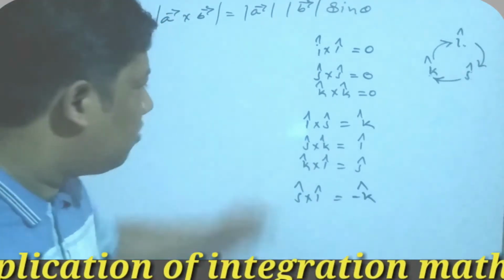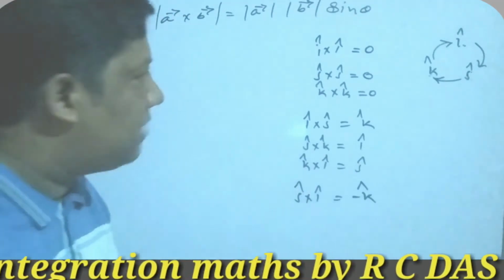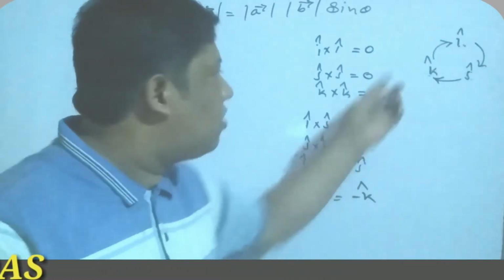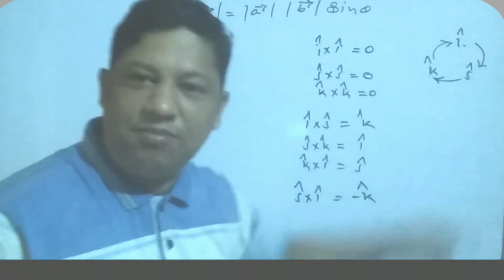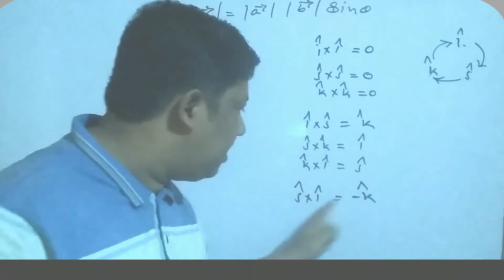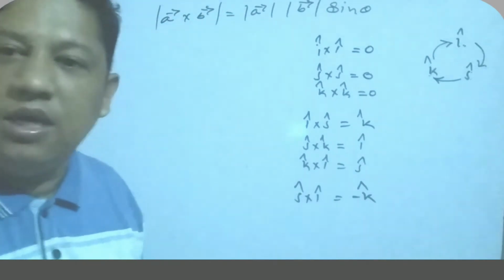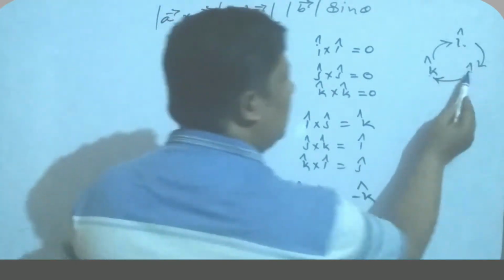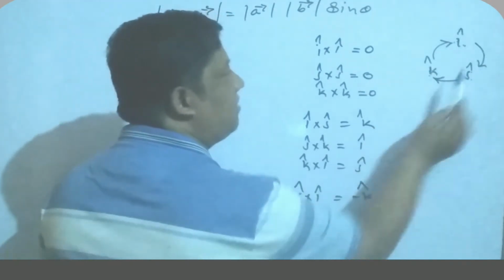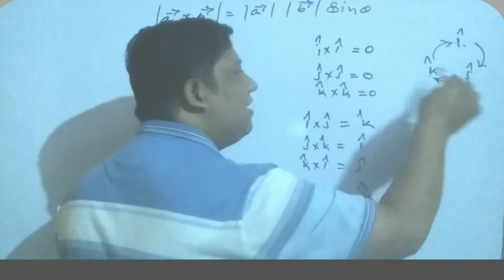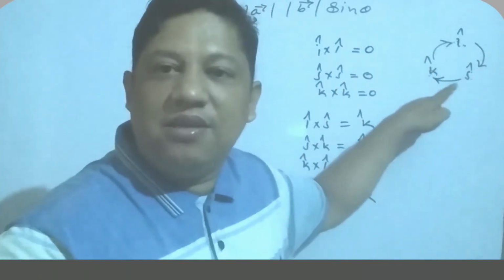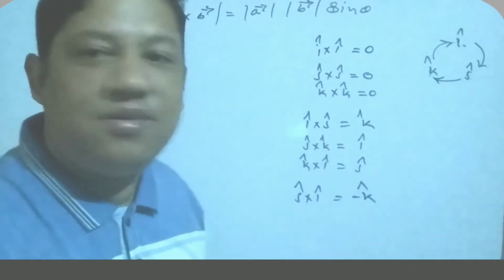Okay, my students. So how can you write like this? You understand? That means if you go in clockwise directions, you have to write the next numbers. But if you go anti-clockwise directions, then you have to write a minus sign. Okay? That means I cross j, you have to write k. K cross I, you have to write j. That means you have to go like this. Next term you have to write. But if you go anti-clockwise directions, then you have to write here minus sign.